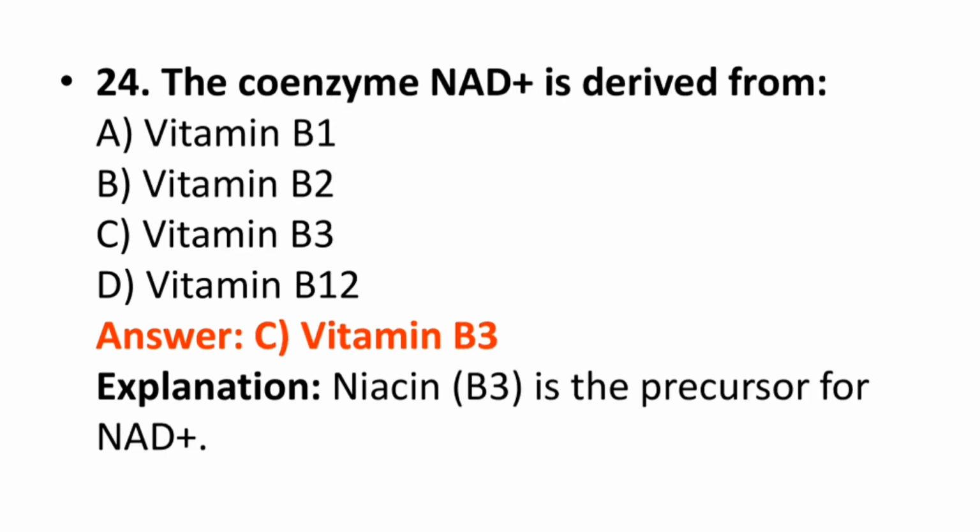The coenzyme NAD plus is derived from option A, vitamin B1, option B, vitamin B2, option C, vitamin B3, option D, vitamin B12. The correct answer is option C, vitamin B3. Niacin is a precursor for nicotinamide adenine dinucleotide.